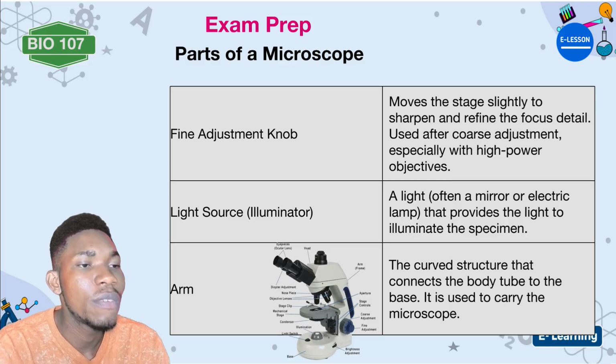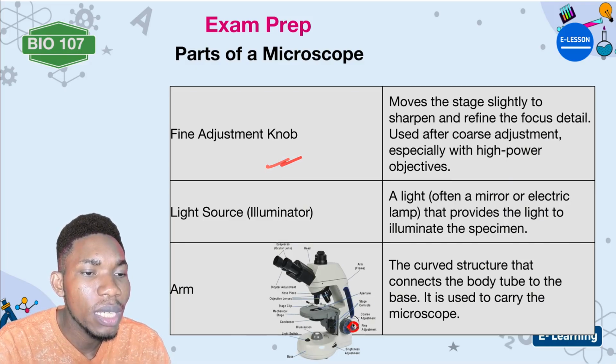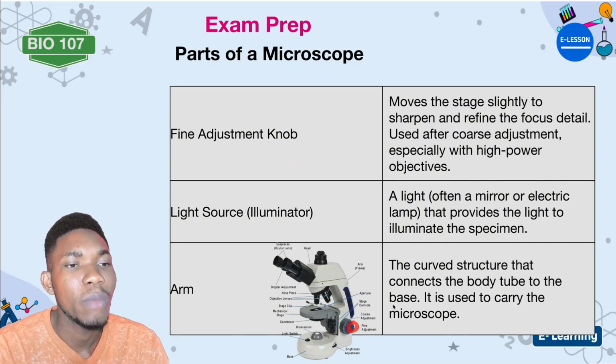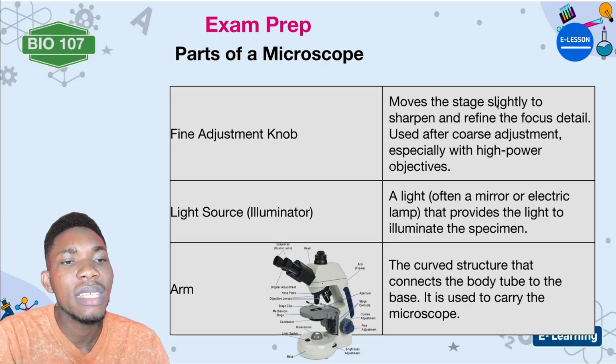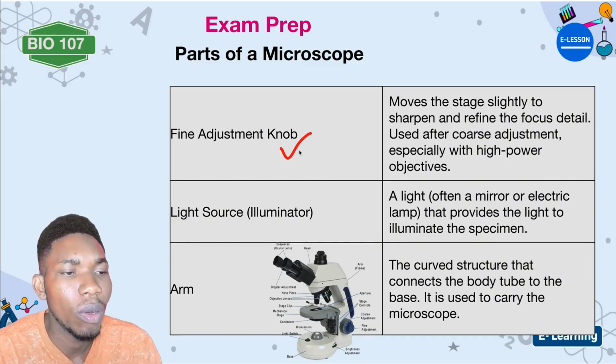Then the next one is the fine adjustment knob. Now, beside the coarse adjustment knob, you see a tiny knob here. That is called the fine adjustment knob. This one moves the stage slightly to sharpen and refine the focus details. So whatever the coarse adjustment knob has focused, to make it even clearer, you use the fine adjustment knob.